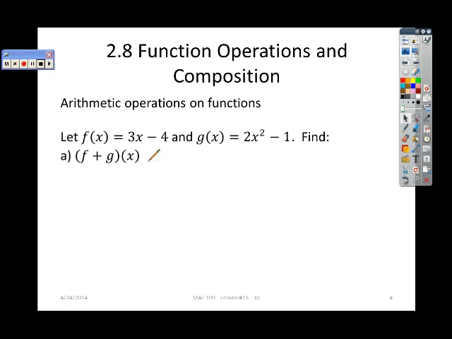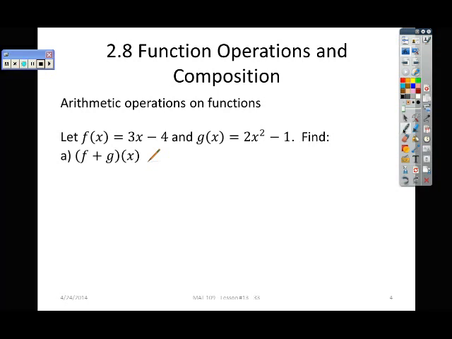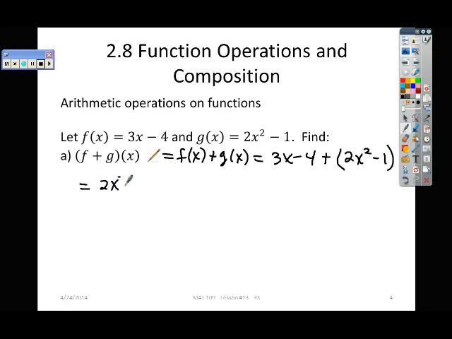So here are two functions. If you're asked to find f plus g of x, it's literally, I want to take f of x and add g of x to it. Well, f of x is 3x minus 4, and I want to add to that g of x, which is 2x squared minus 1. So if I add those together, I'm going to get 2x squared plus 3x minus 5.